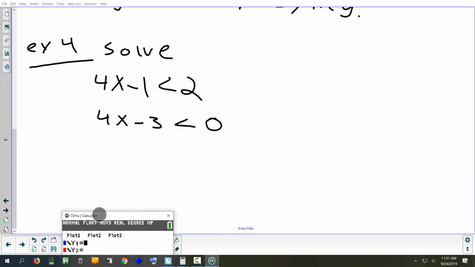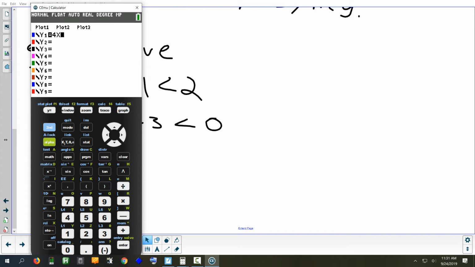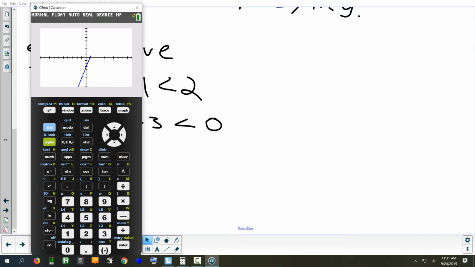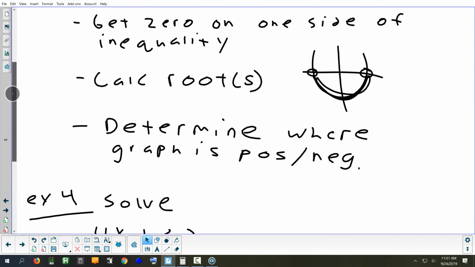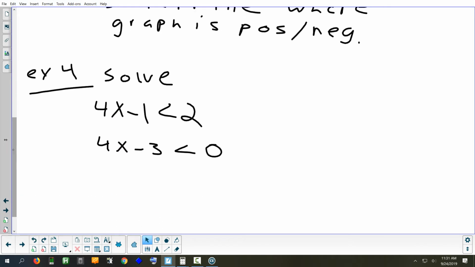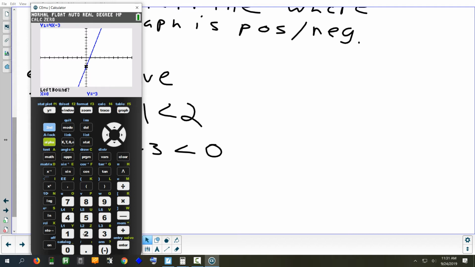All right, so it's 4x minus 3 is less than 0. You don't have to worry about the less than 0 part. You don't have to graph anything else. Okay, let's do zoom 6. Now we're going to do second calc. On my calculator, it actually says root. We're calculating the root. That means calculate the 0. Option 2. Pick a point that you know is to the left of where it crosses, then the right, and hit enter. So the root is at 0.75.